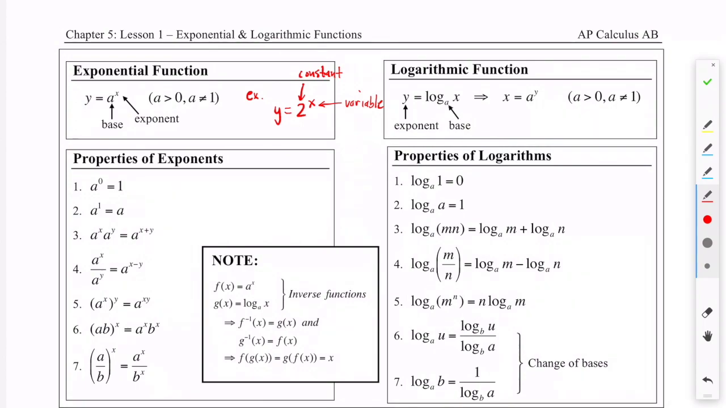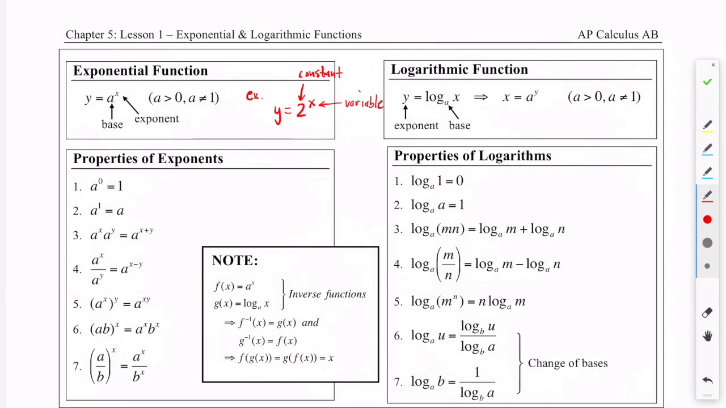All right, and so another way that we can write this in exponential form would look something like this. x equals a to the y. And we can see that all we've done is switch the x and the y, and that's what makes them an inverse relationship here. Similarly, we assume a is positive, and we assume a can't equal 1.